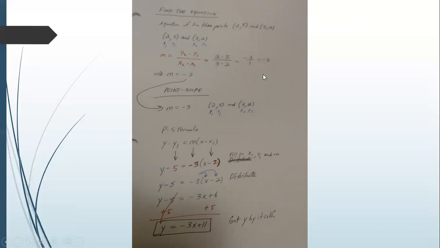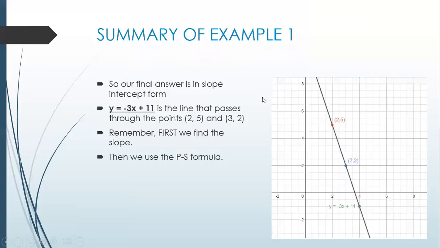So yeah, just don't overthink that part of it, the slope part. All right. So to summarize again, our final answer is the slope-intercept form, y equals negative 3x plus 11. Remember, we first find the slope, then we use the point slope formula.